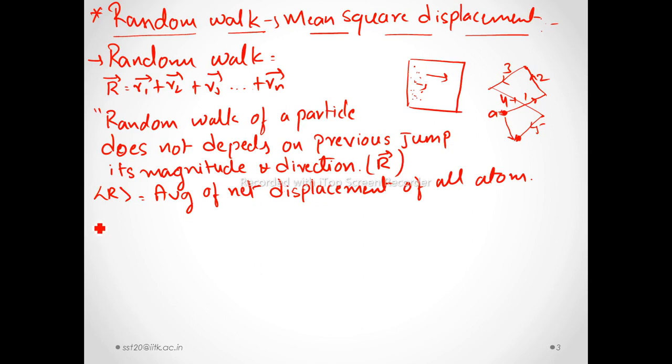For a true random walk, this is a very crucial statement. What I am mentioning here is, for a true random walk, the average displacement is equal to 0. How is it 0? I am giving a justification for this statement right now.